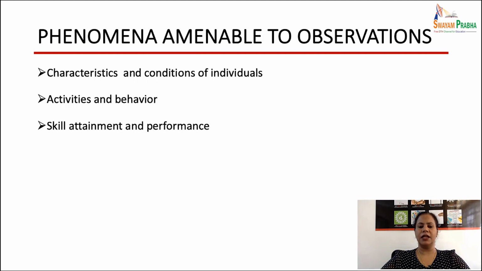Then is skill attainment and performance. So skill attainment and performance can also be measured through observation. For example, a patient who is being discharged, a diabetic patient, and you have taught them how to give an insulin injection, then you can assess their skill of insulin injection through observation. You can ask them to perform, and then you can observe.